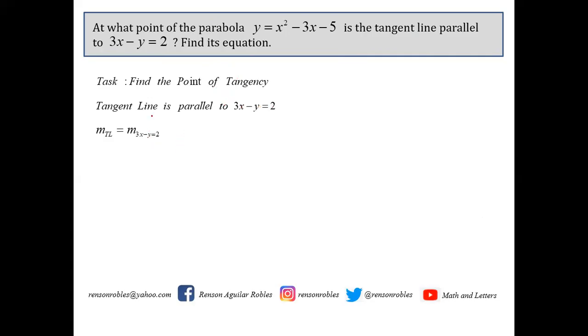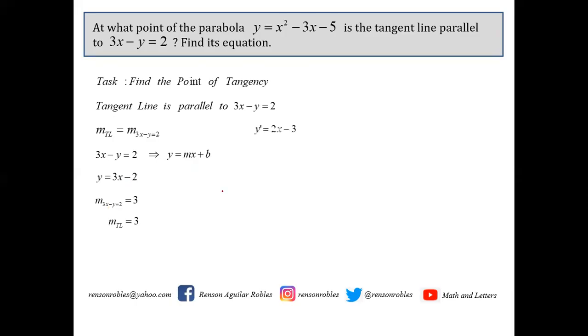Okay, and to get the slope of this line, we shall transform 3x minus y equals 2 to the slope-intercept form, or the y equals mx plus b form. So doing it so, we shall have y equals 3x minus 2, where m is equal to 3 and b is equal to negative 2. And therefore, the slope of the tangent line is given by 3. So that's the slope of the line 3x minus y equals 2.